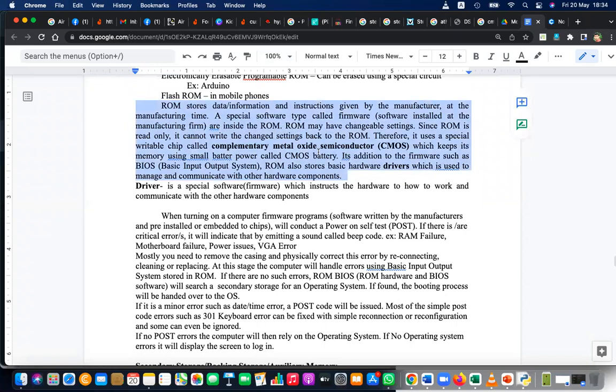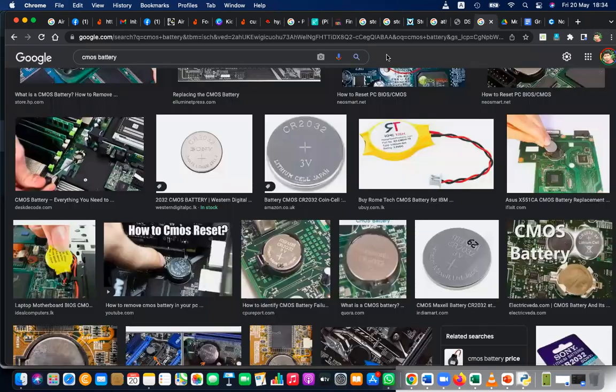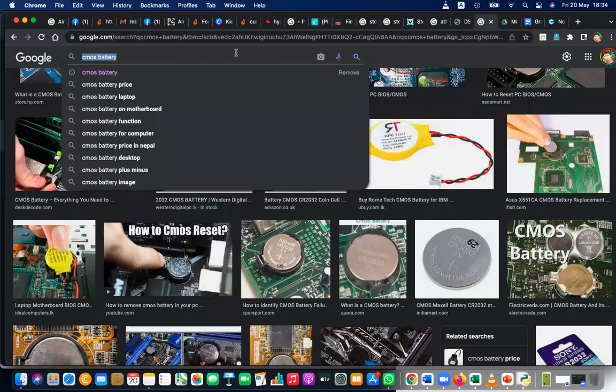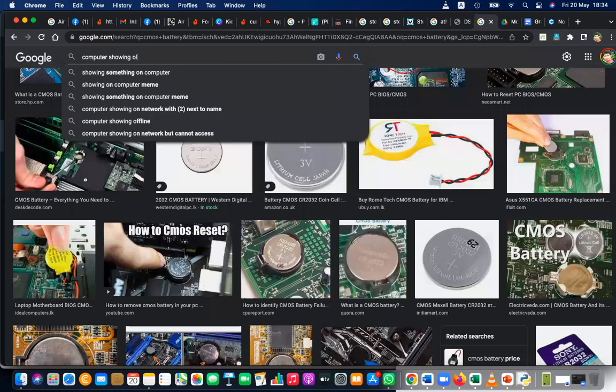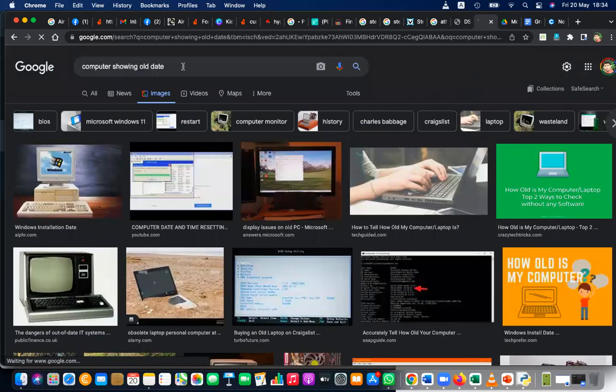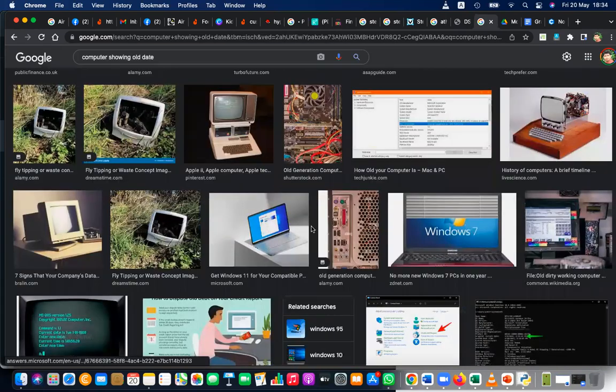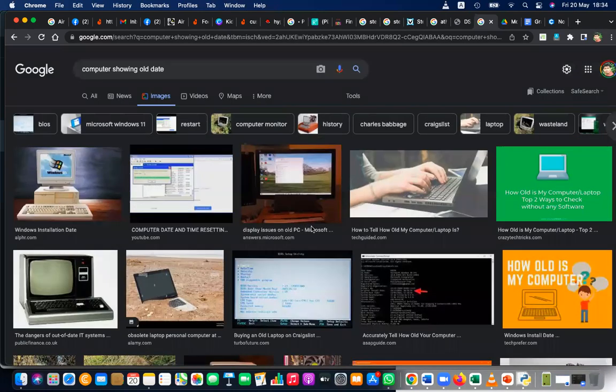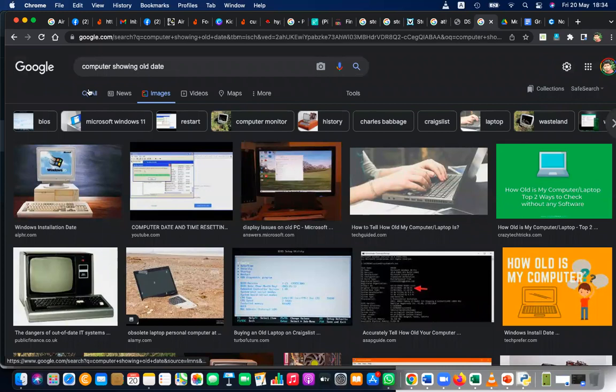As a result, your computer will show an old date. Have you seen? I think you got this experience sometimes, right? Some computers display a very old date, maybe 1980s, 2000. So it can go back up to the manufacturing time.